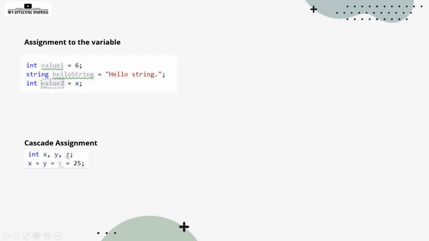Then you have a cascaded assignment. So what is cascaded assignment? Here you can do a multiple assignment to the variables. So multiple variables, one value assigned. So you see x, y, z. Here x is equal to y is equal to z is equal to 25. So all three will get the value 25. That is a cascaded assignment.